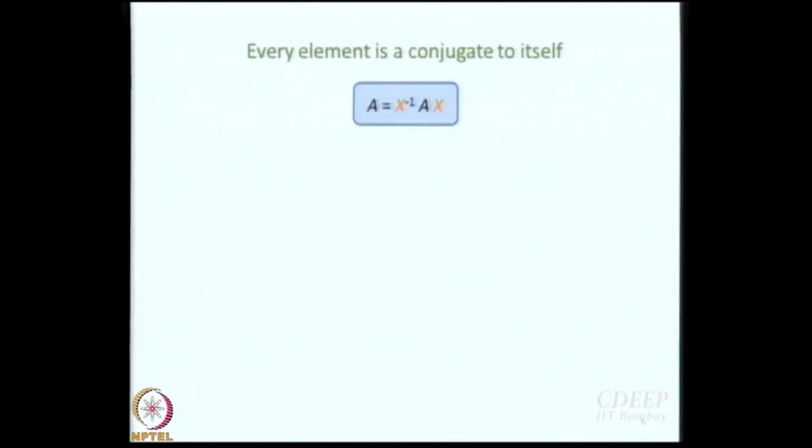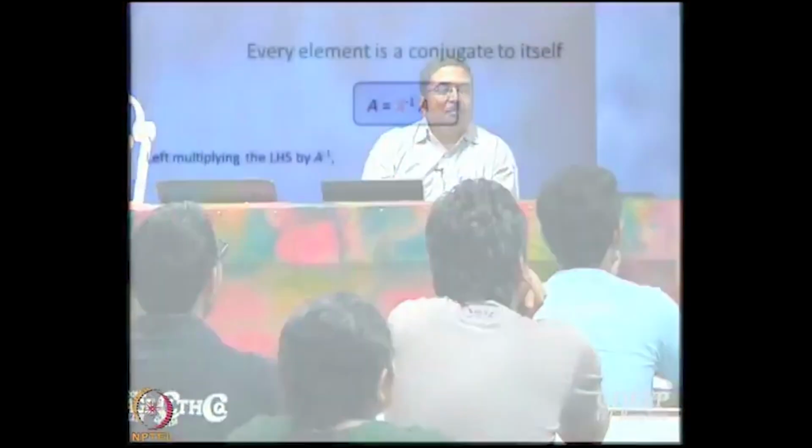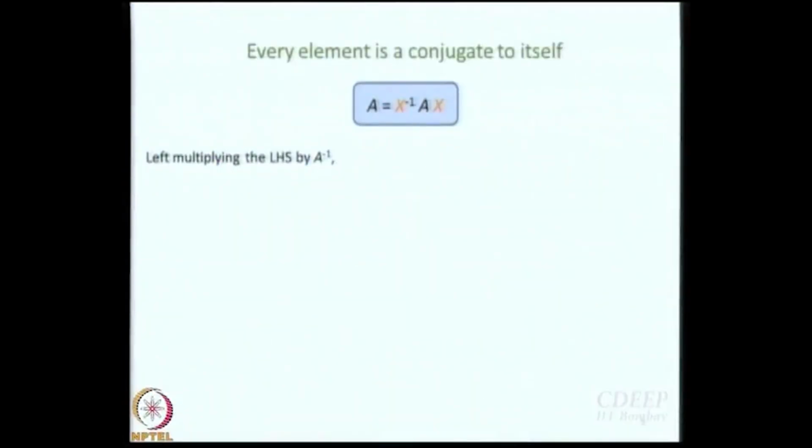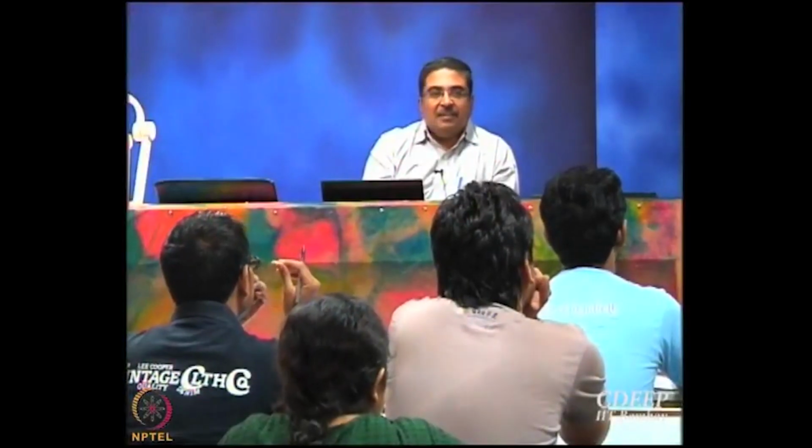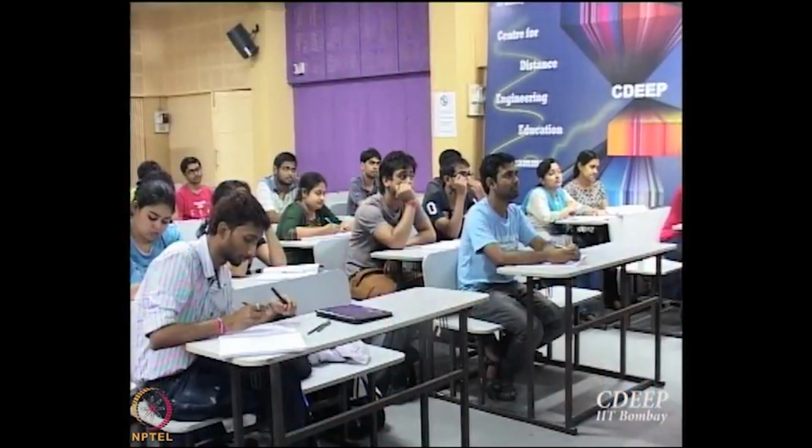So, the first theorem is every element is a conjugate to itself, that is A equal to x inverse A x. Now, the question is what is x? Can x be anything? Any element in the group, or is there some restriction on x? Let us see. Whenever we have something like this, we like to left multiply, right multiply, simplify. So, let us start with the left hand side and left multiply it by A inverse. Why will we left multiply it by A inverse? Then it becomes E. It is always better to work with 1, life is much simpler.